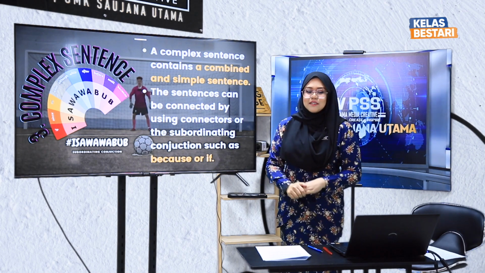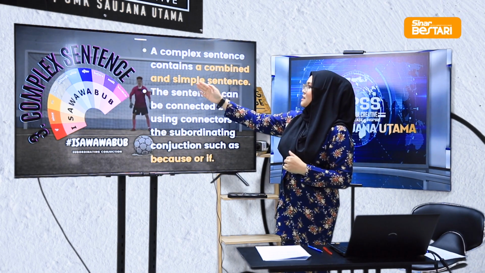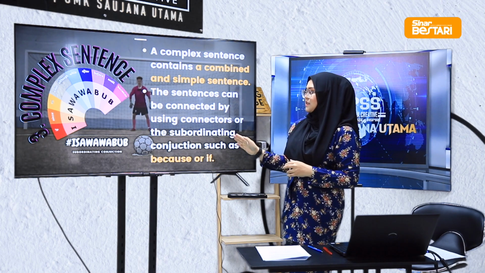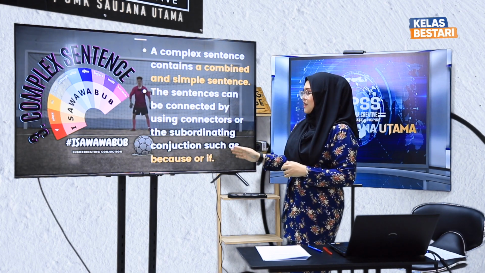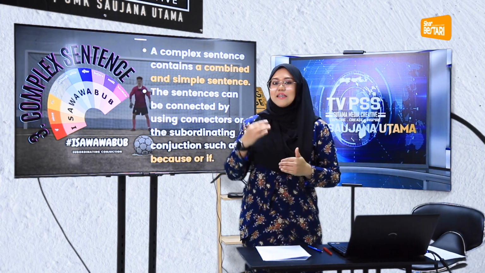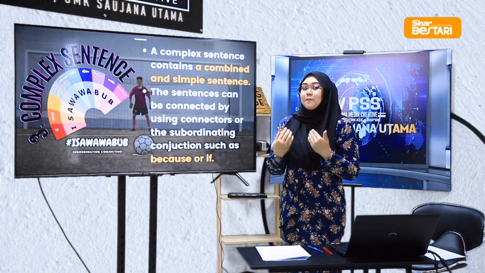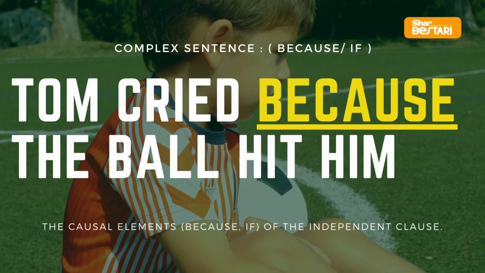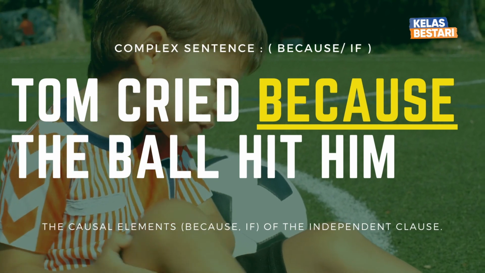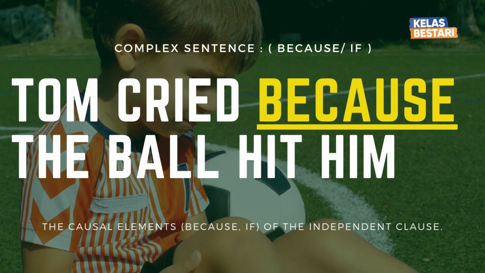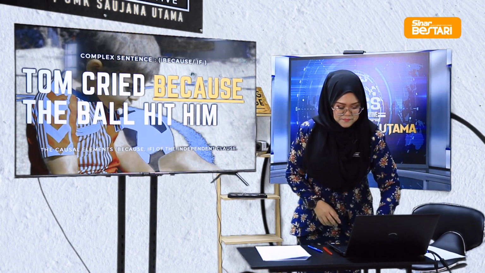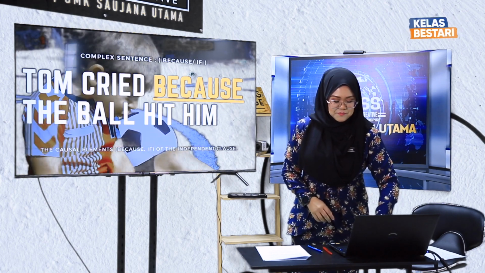Right, so a complex sentence is a combined and a simple sentence together. For example, the sentences can be connected by using connectors or subordinating conjunction such as because or if. You want to say just now, I kicked the ball and it hit Tom. So you want to know what happened next. And for this one, we use conjunction because. Tom cried because the ball hit him. That is the complex sentence.